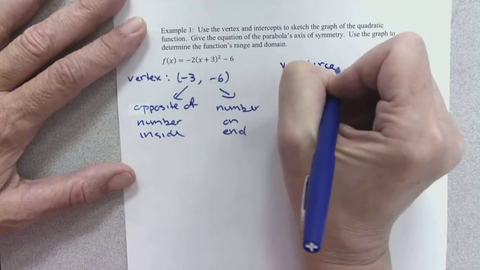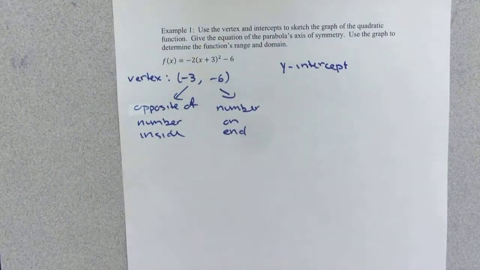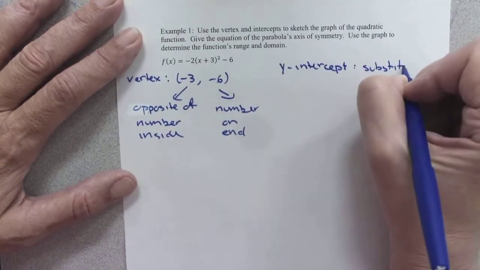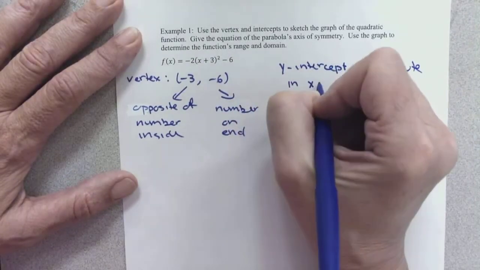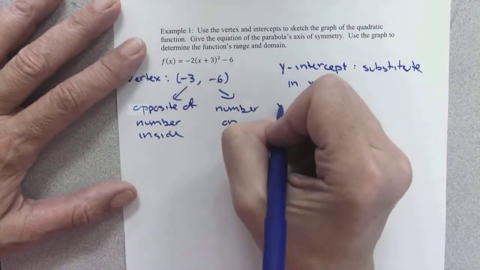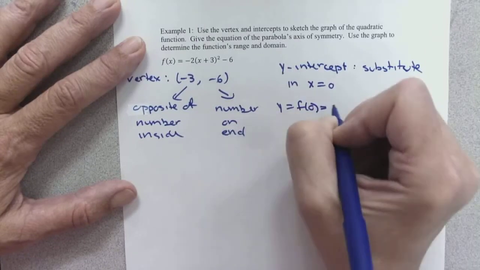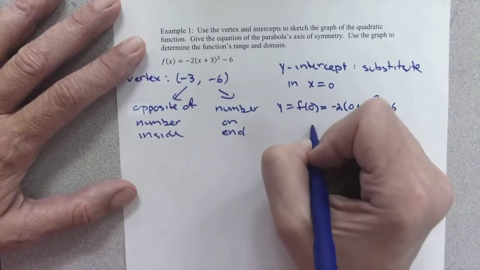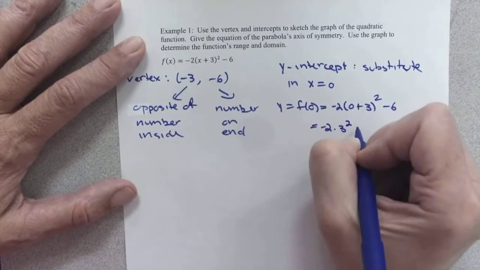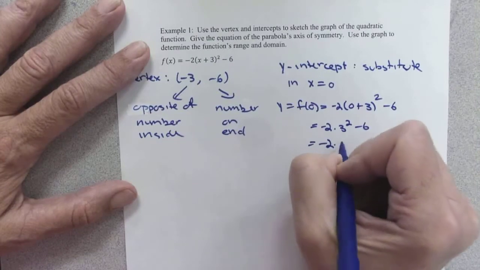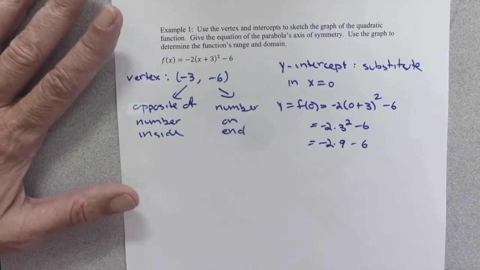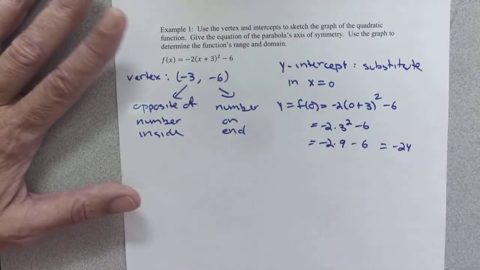Y-intercept. And I'm not doing these steps in any particular order, just whatever's coming in my head here. Y-intercept, always substitute in x equals 0. So y is going to be f of 0, which will be -2 times 0 plus 3 quantity squared minus 6, which will be -2 times 3 squared minus 6, -2 times 9 minus 6, and what? That's going to be -18 minus 6, -24.